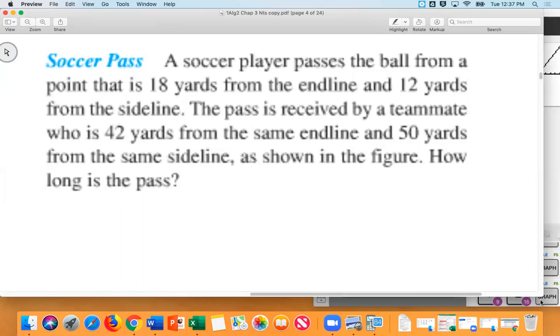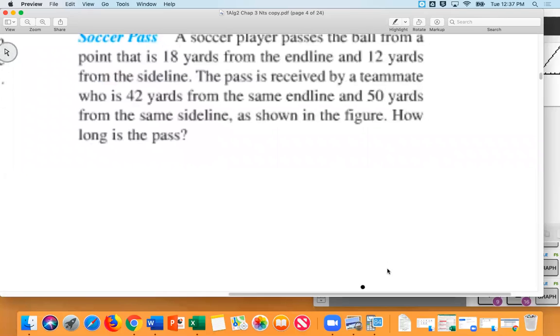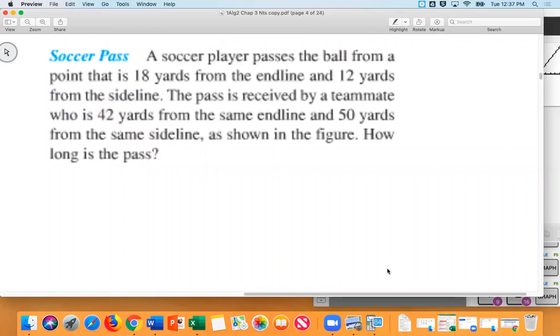A soccer player passes the ball from a point that is 18 yards from the end line, and 12 yards from the sideline. The pass is received by a teammate who is 42 yards from the same end line and 50 yards from the same sideline, as shown in the figure. Oh, we don't have a figure. How long is the pass? Nobody really cares, they're just making up a problem, so you have to solve it.